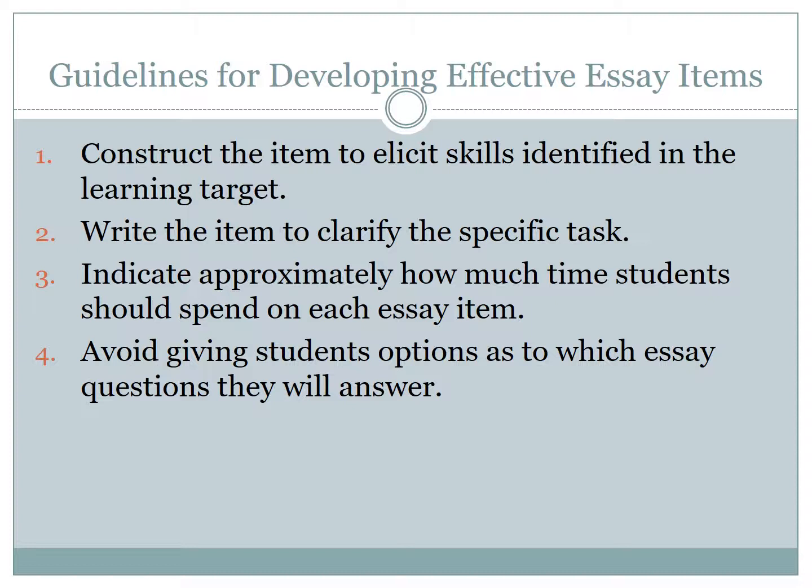Write the item to clarify the specific task. So be very specific. What is it you want them to do? If you want them to list 3 facts or 5 opinions or whatever it is, be very specific about what you're looking for. Indicate approximately how much time students should spend on each essay item. So you might say 20 minutes, 10 minutes, whatever it is. You might say 1 to 2 pages, but you should give them some guidelines. Otherwise, students will go and do that one essay item first, and have no time left for the rest of the test.